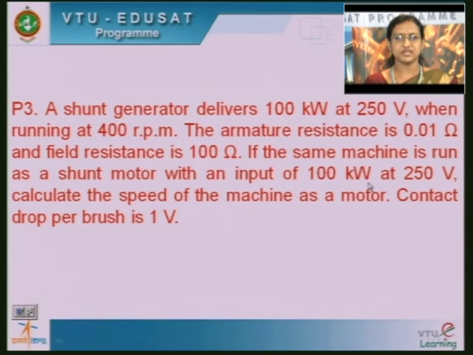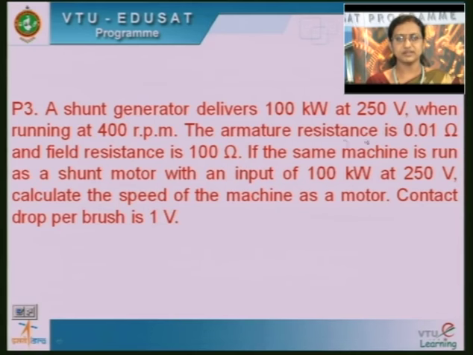If the same machine is run as a shunt motor with an input of 100 kilowatt, because the generator converts mechanical energy into electrical energy, and the motor converts electrical energy into mechanical energy. The output of this generator you are using as an input to this motor at 250 volt. Calculate the speed of the machine as a motor.